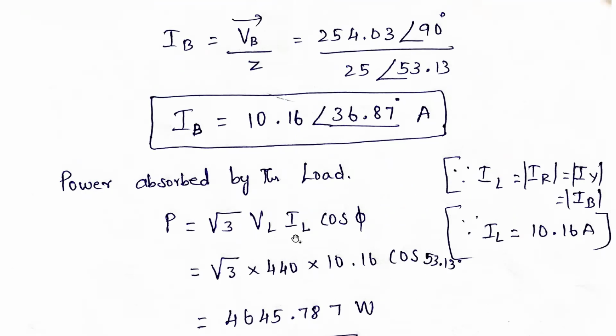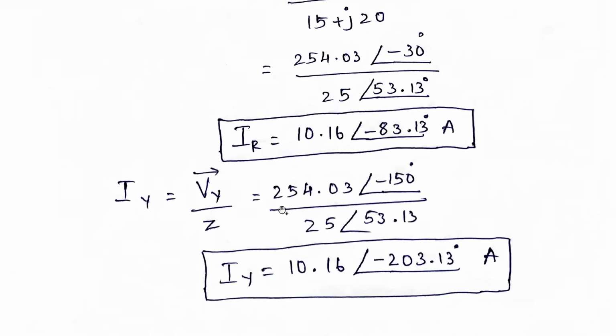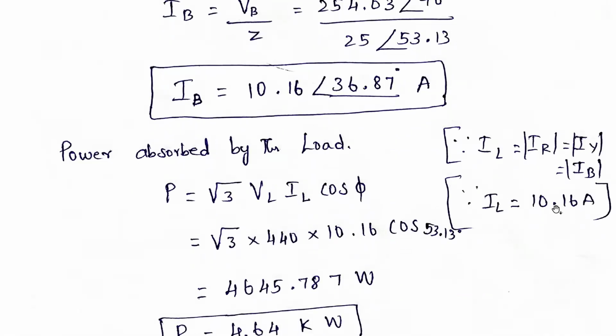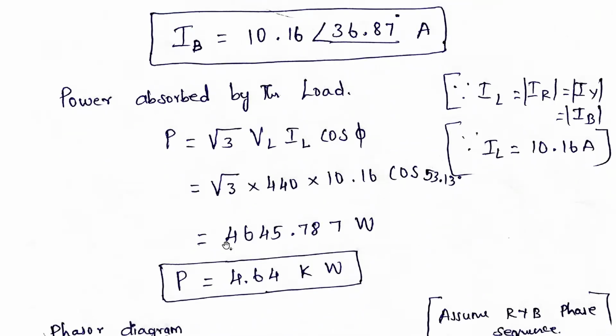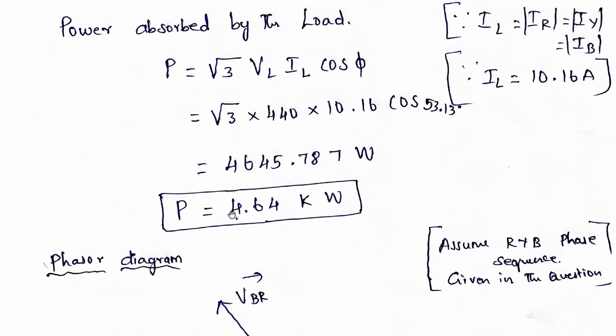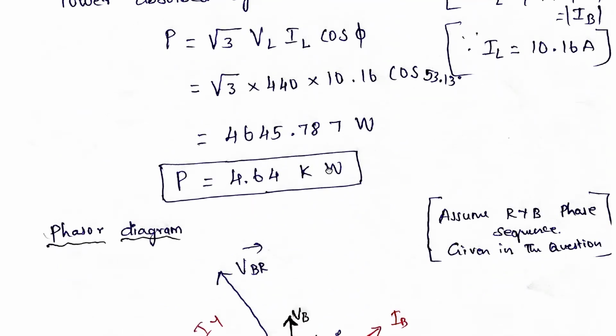VL is 440 into IL is what? IL, line current, we calculated 10.16, that is the magnitude of the line current, 10.16 cos of 53.13. So if you multiply this, you'll get the answer as 4645.787 watts. So if you convert into kilowatts, P is equal to 4.64 kilowatts.